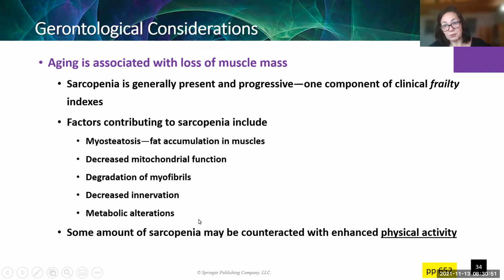Here's another really important point. Some amount of this sarcopenia may be counteracted with enhanced physical activity. So at the very time that our patients are losing muscle mass, losing bone density, they may not feel like they're the strongest they've ever been. That's when they need the physical activity, because it's going to help counteract some of this loss that we associate with aging. So empower your patients. They can help prevent some of these problems.